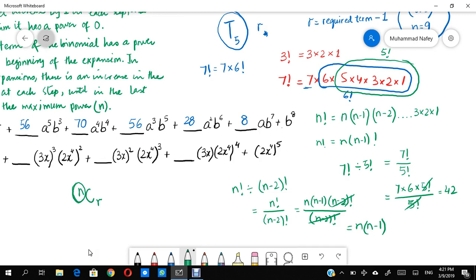We have this button on our calculators, nCr. You'll use the shift button on your calculator. You'll first write n, whatever is n, and then you'll use the shift button, and there's nCr written on one of those buttons. I don't know which button has nCr upon it. You'll press that button and then you will write down r and you will get your binomial coefficient.